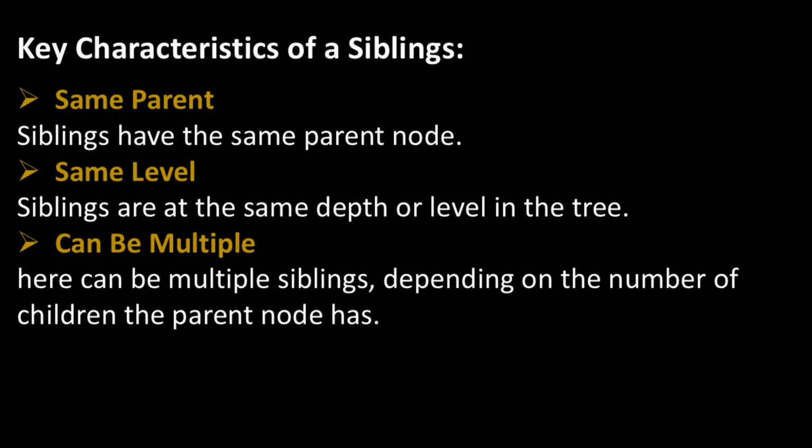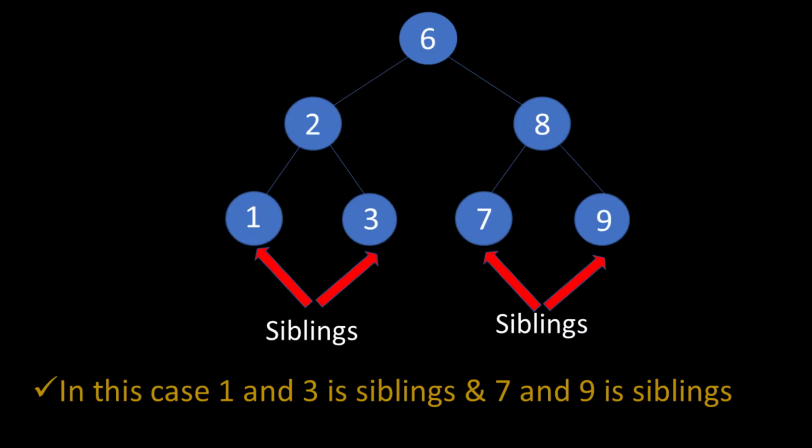So as an example, here 1 and 3 are siblings because 1 and 3 are child nodes of number 2, and 7 and 9 are siblings because 7 and 9 are the child nodes of number 8.